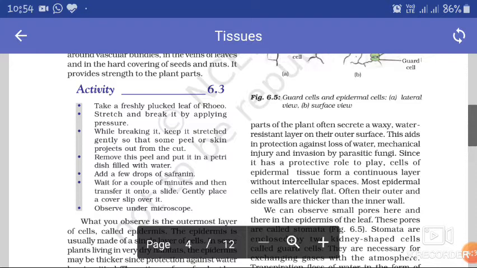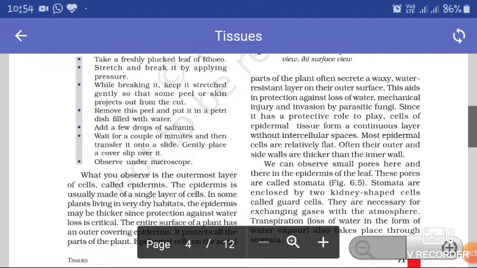Add a few drops of saffranin and wait for a couple of minutes, and then transfer it onto a slide. Gently place a cover slip over it. Observe under the microscope. What you observe is the outermost layer of cells called epidermis. The epidermis is usually made of a single layer of cells.